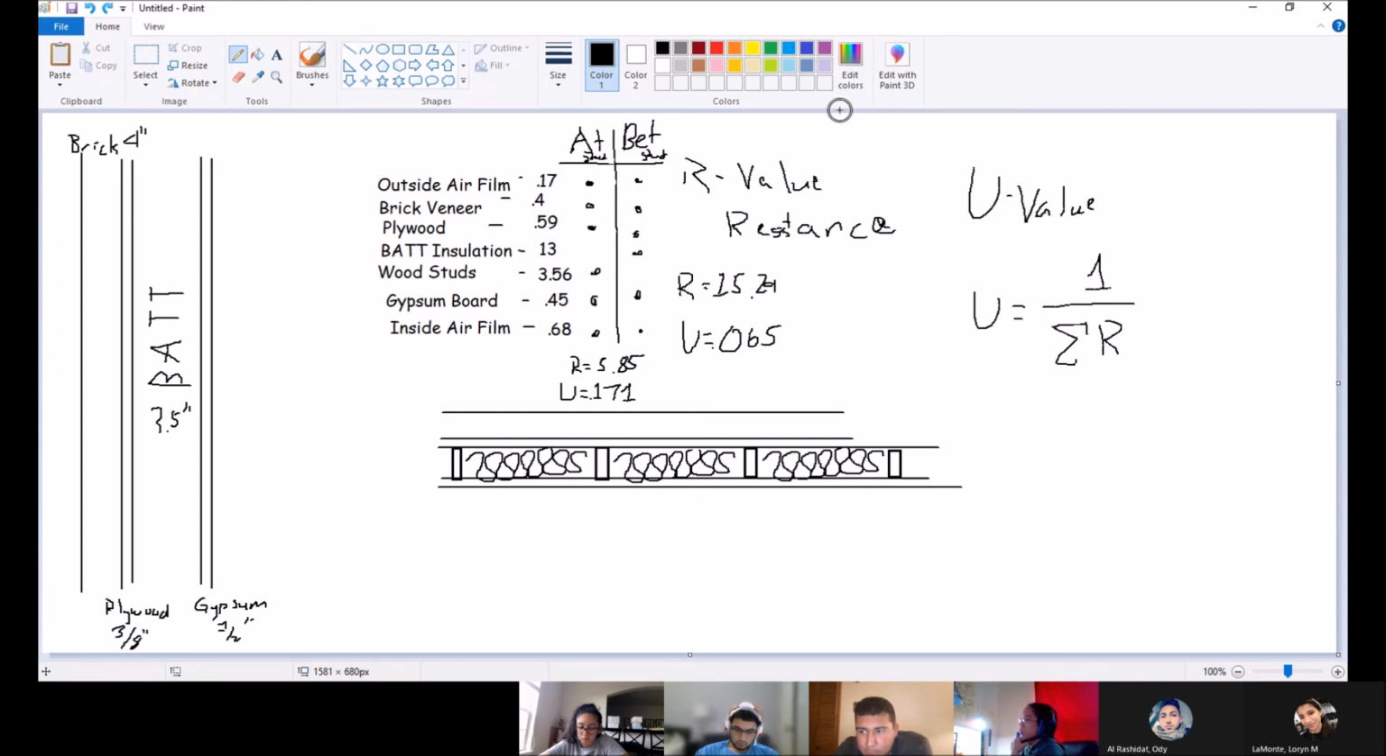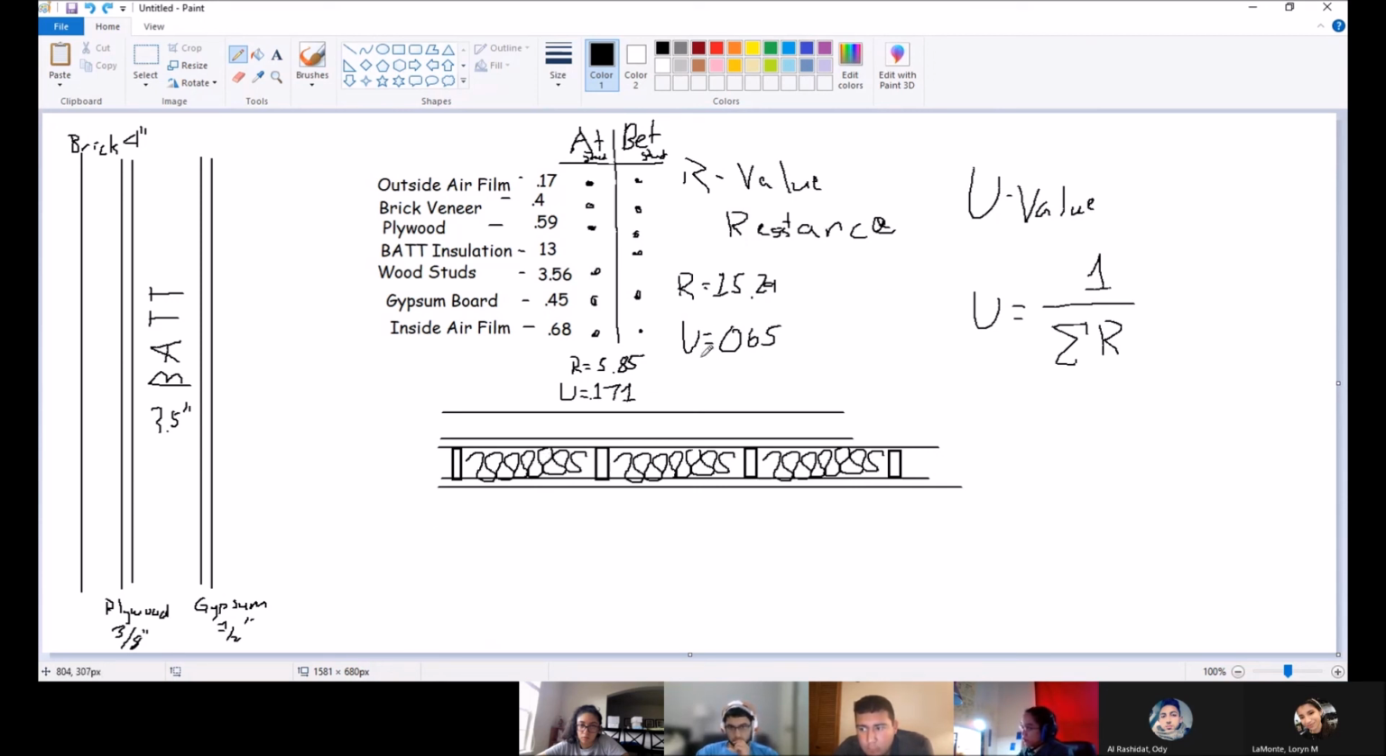Yeah, so one thing you can observe, you see how bat insulation has an R value of 13. The wood studs has an R value of 3.56. Now the difference between these is around 9.5, you know? So you can see that if you've done your math correctly, the difference between your R values should be around 9.5. So if you take 15.29 minus 5.85, you get 9.44, you know? 13 minus 3.56, 9.44. So it's just another way to double check yourself.